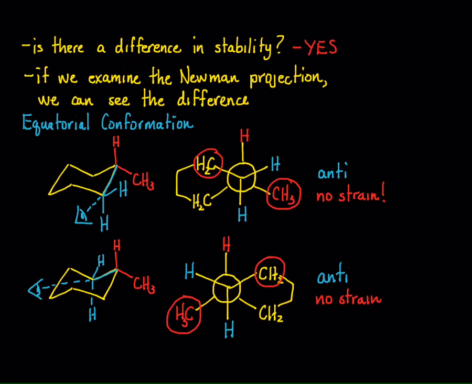Obviously if we look down the C1 bond, I'd see the same scenario because it would be basically the same conformation, Newman projection, except it would be backwards. It'd be reversed of one another. So again, the take home is that in the equatorial position, there is no torsional strain because there are no eclipsed bonds, but there's also no steric strain because the methyl is anti to the methylene group.